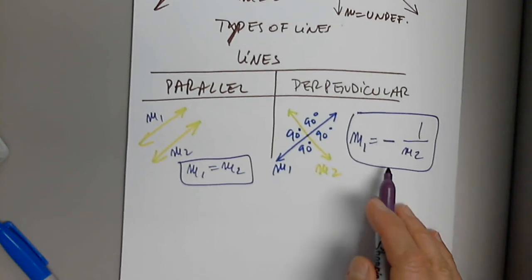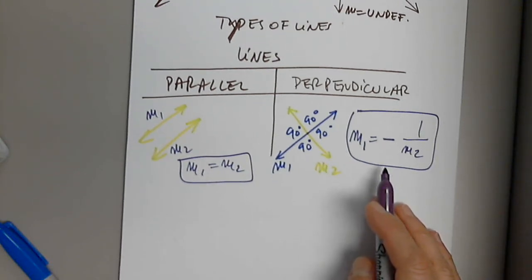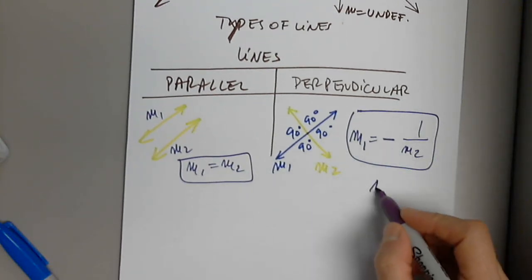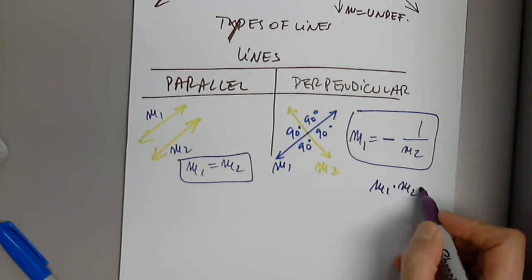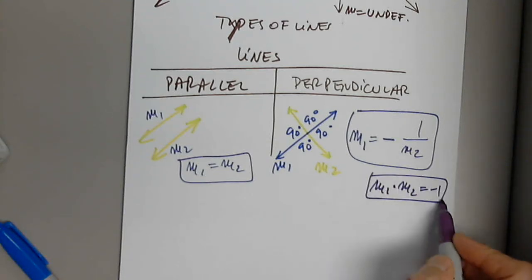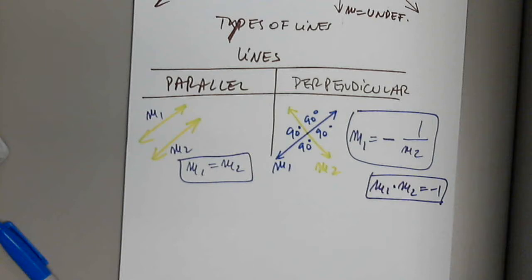I really don't remember it like this myself. It's up to you. I just cross multiply. M1 times M2 equals -1. This is what I like to remember, but they are the same. Right? Put M1 over 1. M1 times M2 equals -1. This is how I like to remember it, but it's the same thing as the first one.